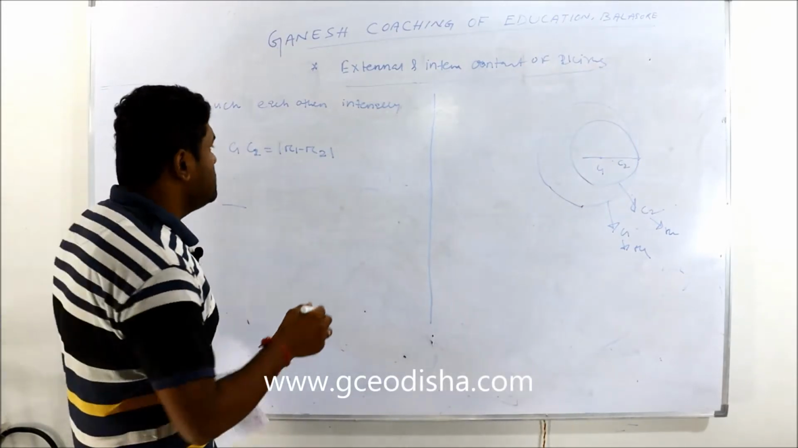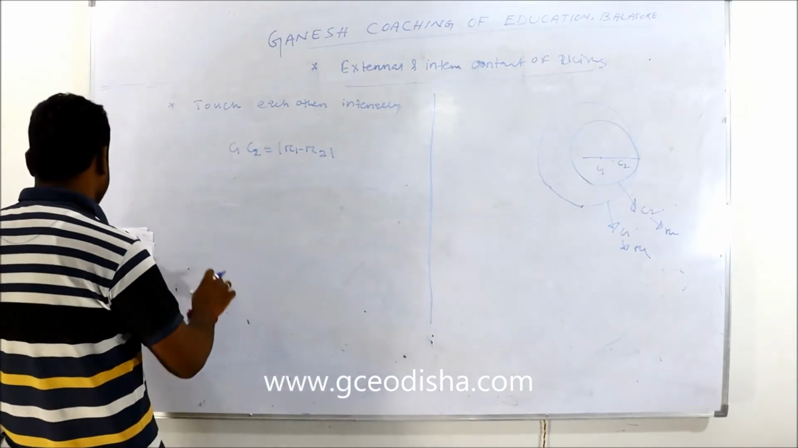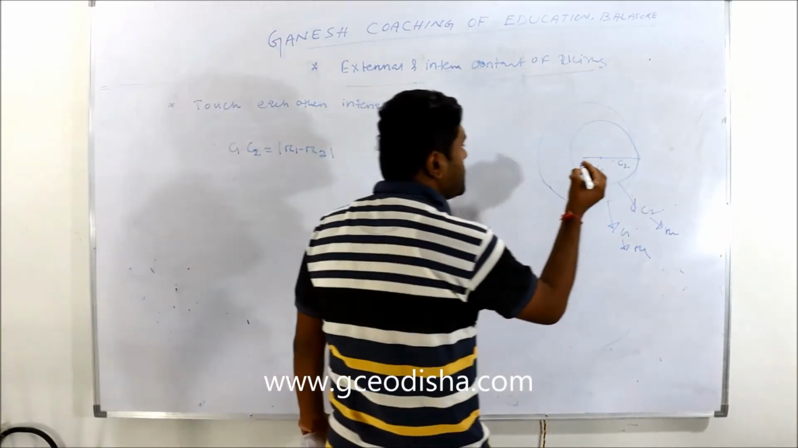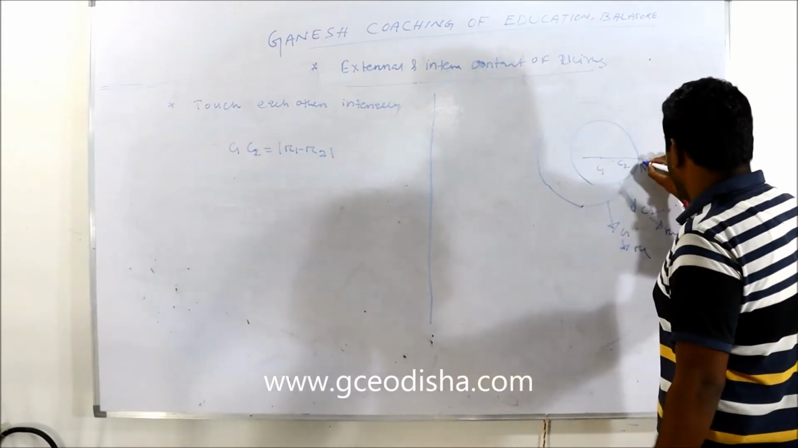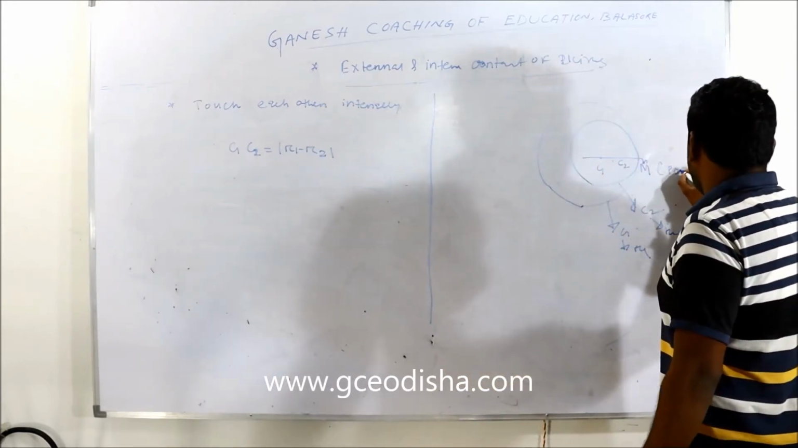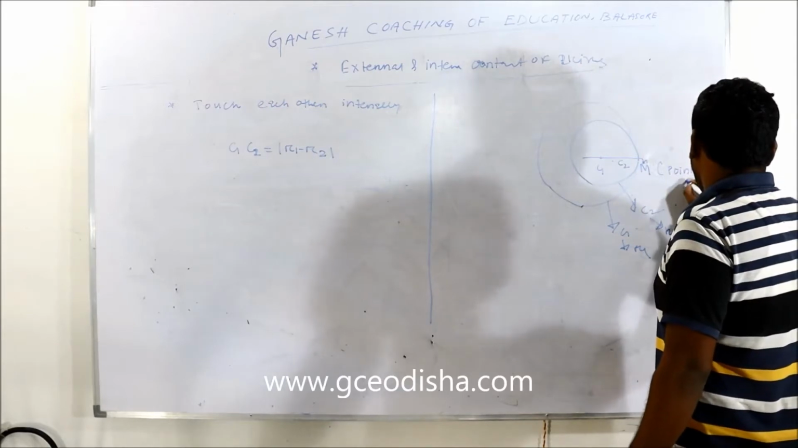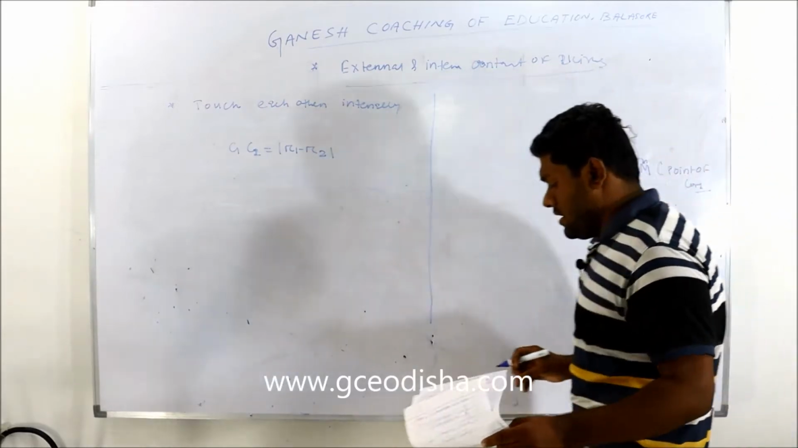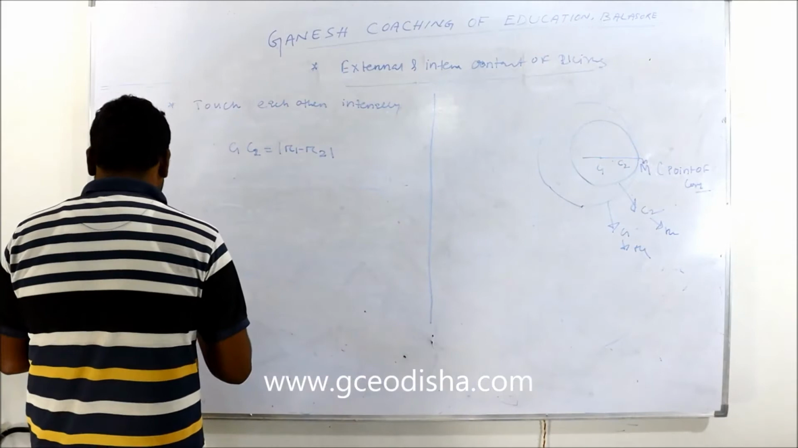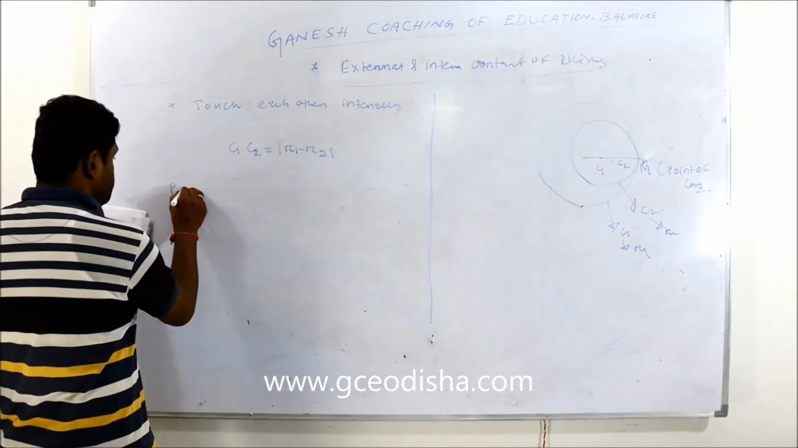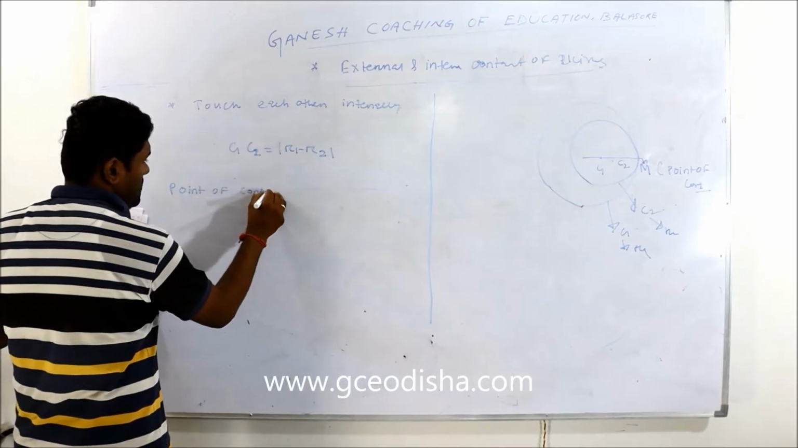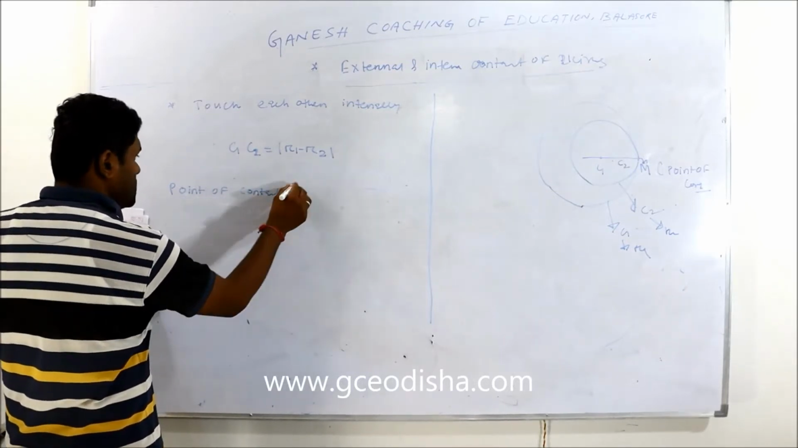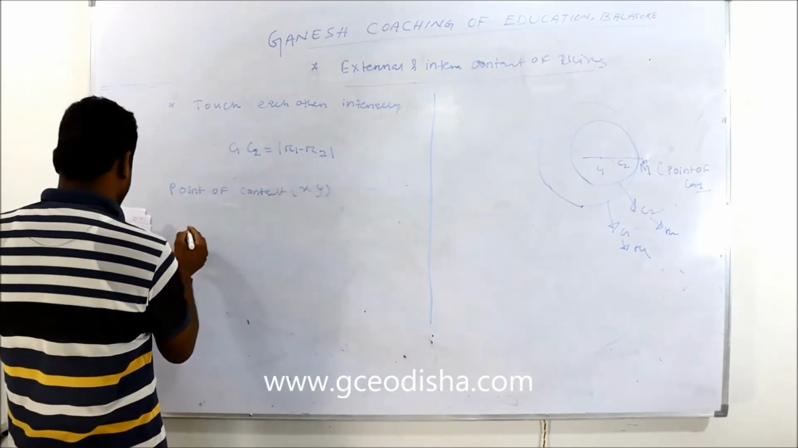Of the two circles, then they touch each other internally, and this point is called the point M, the point of contact. Okay, what are the coordinates of the point of contact? The point of contact's coordinates are x, y.